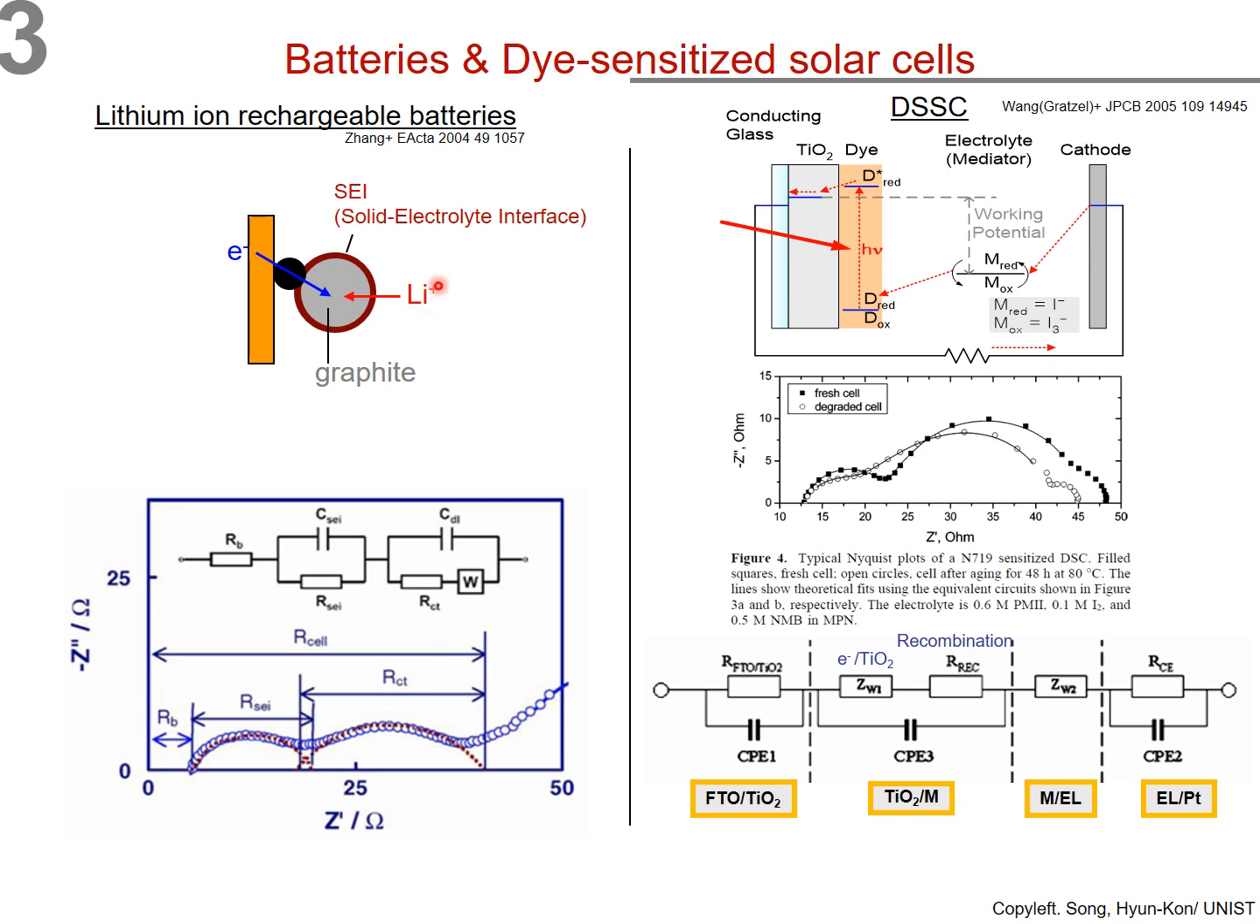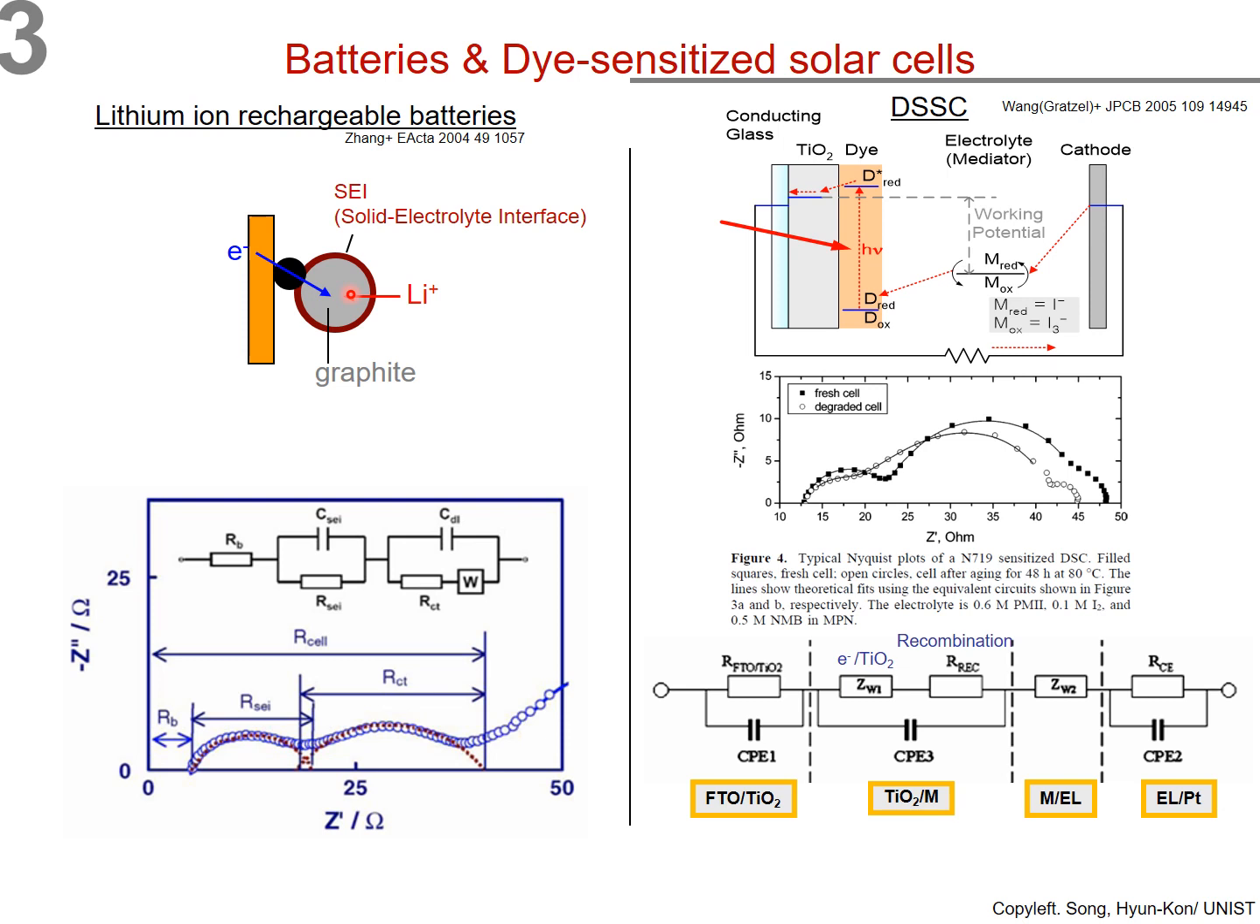Lithium ion is intercalated into the graphite when you apply a negative potential to the current collector. These electrons are conducted through the carbon black and then finally reach the graphite. At the same time, lithium ion is intercalated. One more thing.